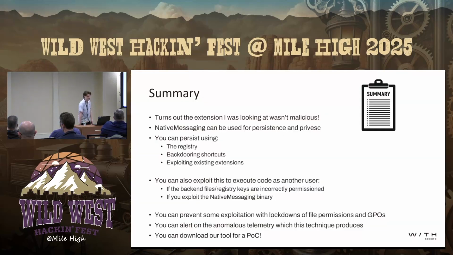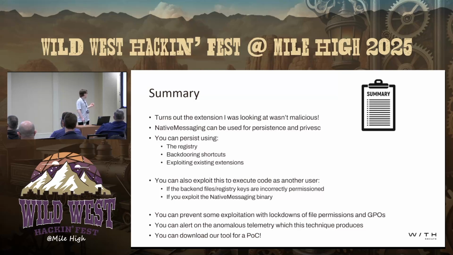Cool. So as a summary of what we've gone through today, it turns out the extension I was looking at for the client wasn't actually malicious at all. However, it prompted the research that native messaging can be used for persistence and privilege escalation. We can persist using the registry, backdooring shortcuts, or exploiting existing extensions. You can also exploit this technique to execute code as another user if we either have permissions to write over the backend files, registry keys and manifests, or if we exploit the native messaging binary itself.